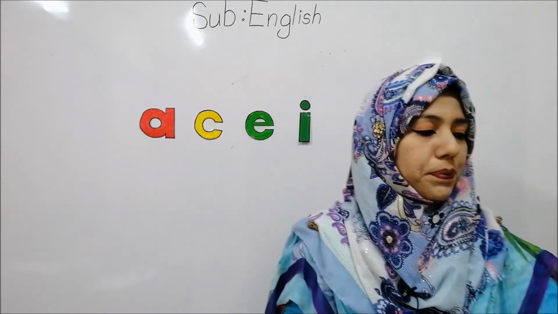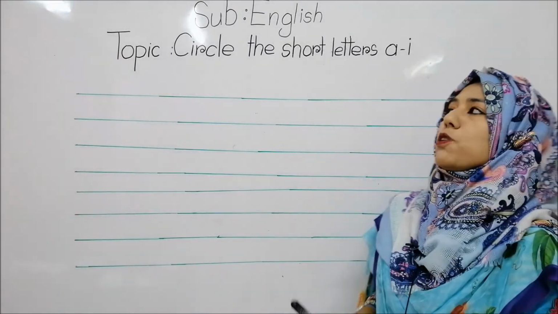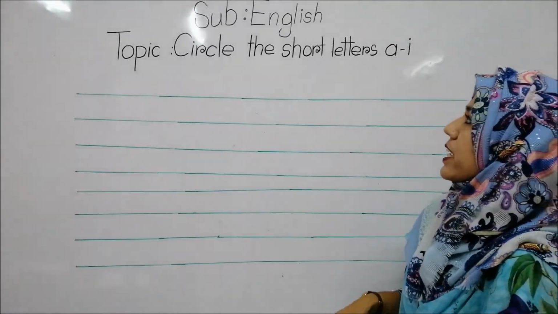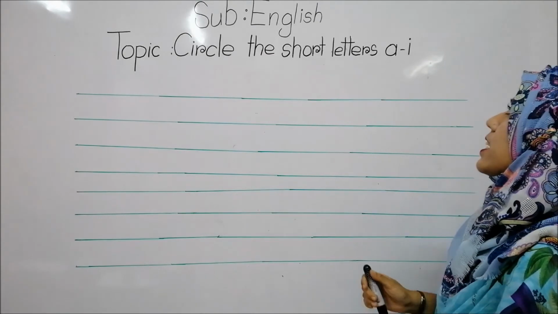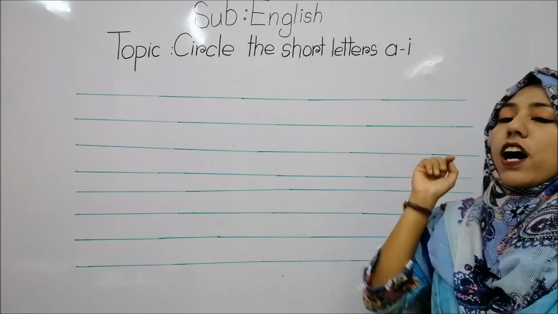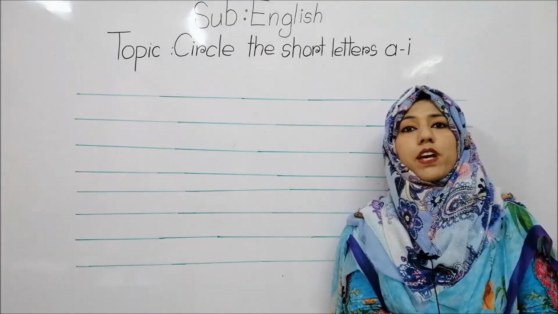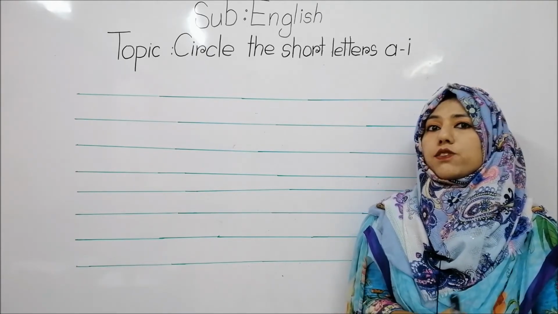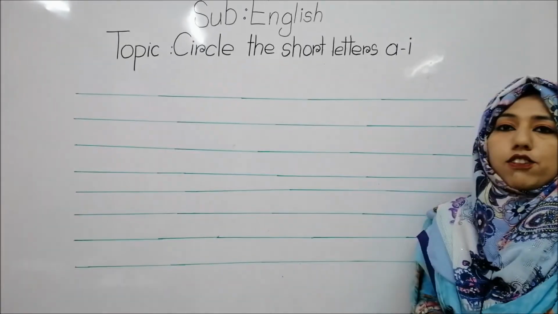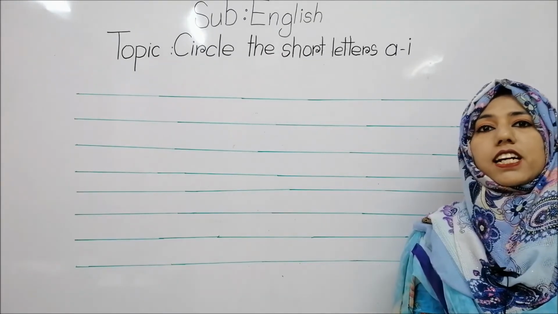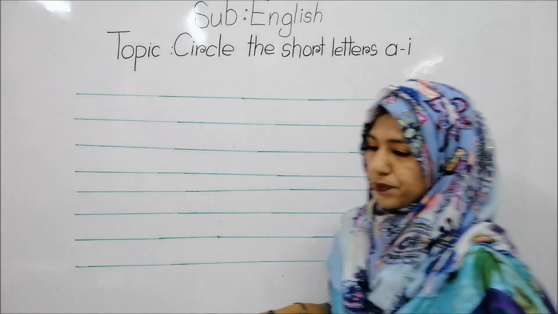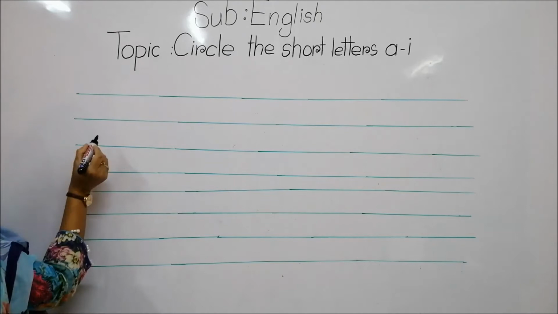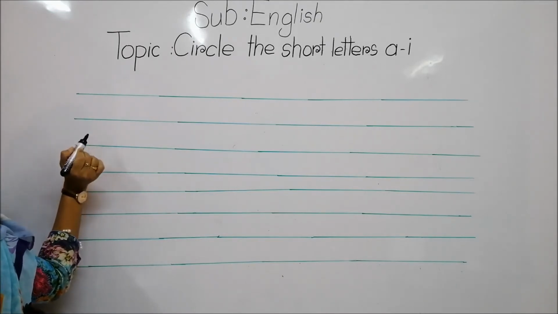Okay, so students, now look at the board. What is our today's topic? Our today's topic is circle the short letters from letter A to I. That means we have to circle the short letters from A to I today, okay? So, at first I will show you how to write the letter A to I, okay? How can I write the letter A?